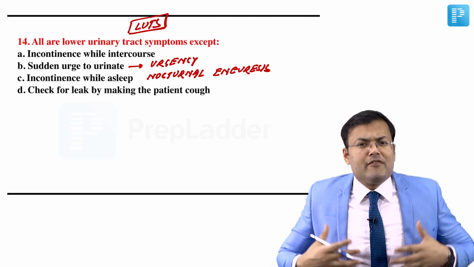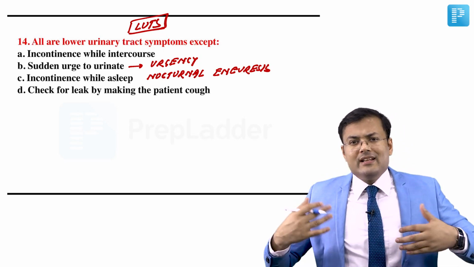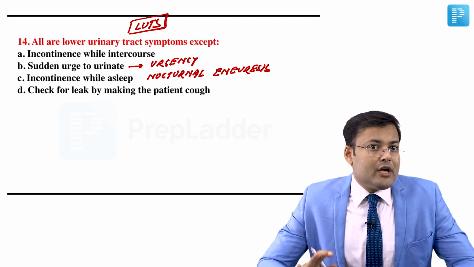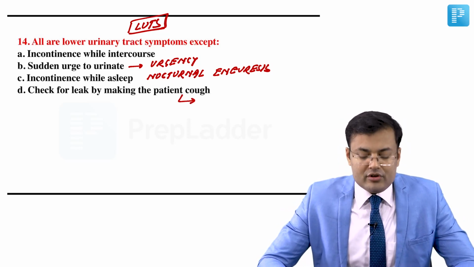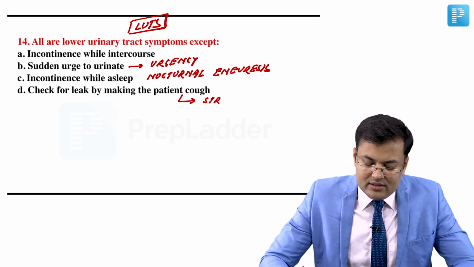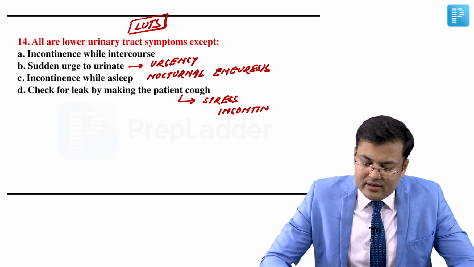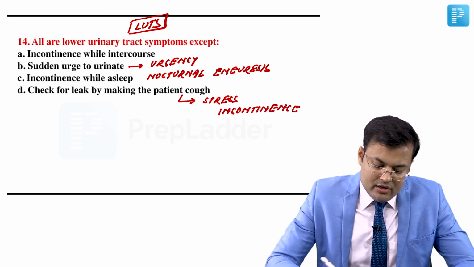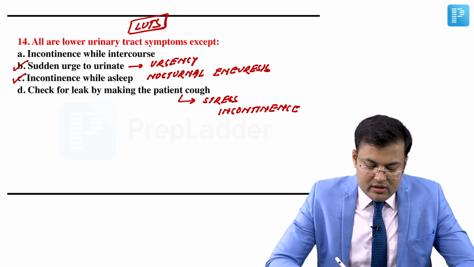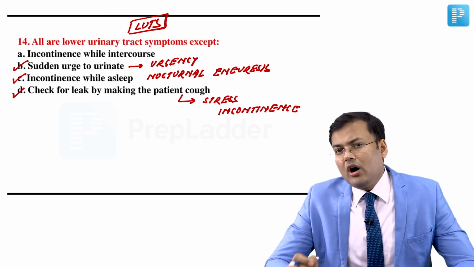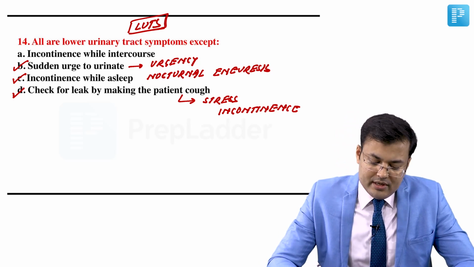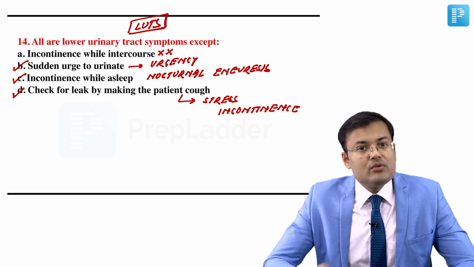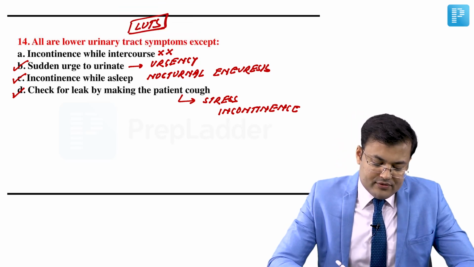So whenever the patient is coughing or laughing, there is increased intra-abdominal pressure. Because of that, there is incontinence, a passage of urine. This is known as stress incontinence. Clear? So urgency, nocturnal enuresis, and stress incontinence are all included in LUTS, lower urinary tract symptoms. Incontinence while intercourse is not included. So the correct answer for this question is A.